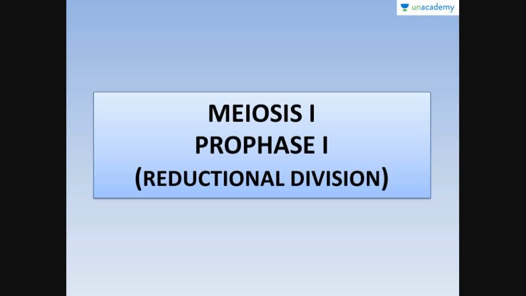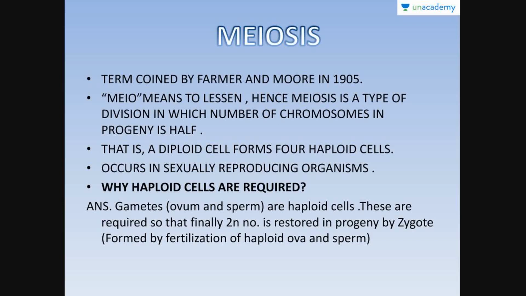So today I am going to talk about the process of meiosis. Now when I define meiosis, a simple definition would be: it is a double division that gives 4 haploid daughter cells from a diploid parent cell.